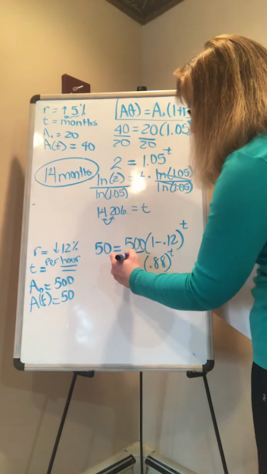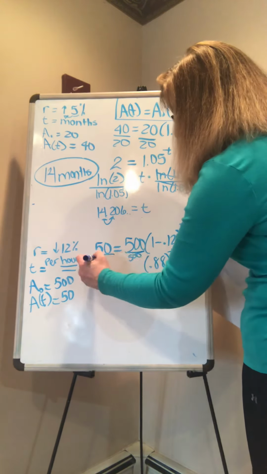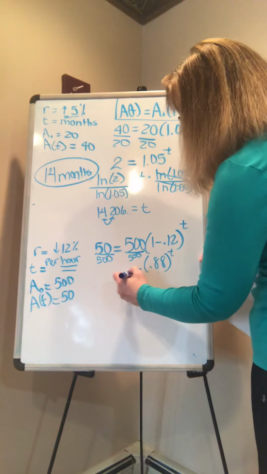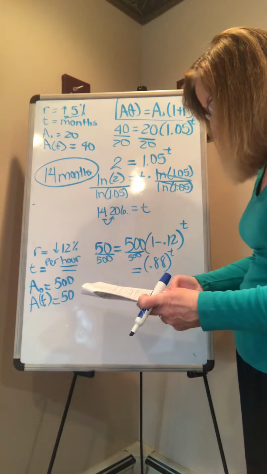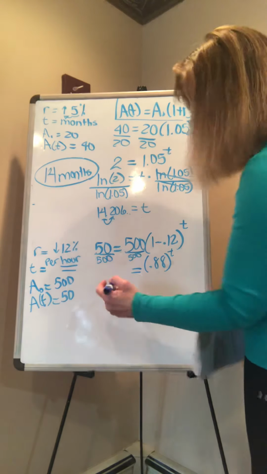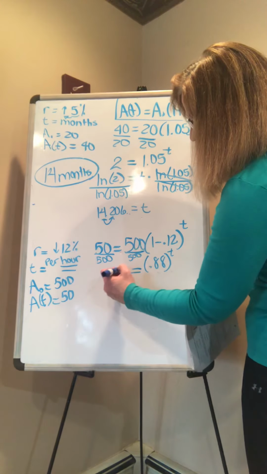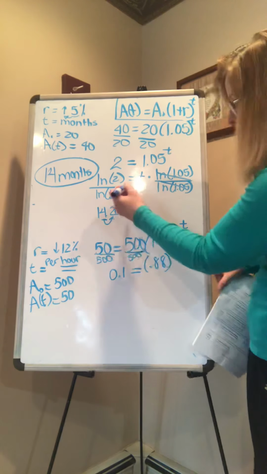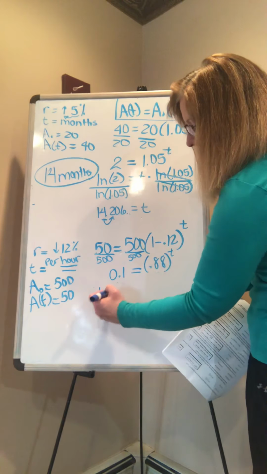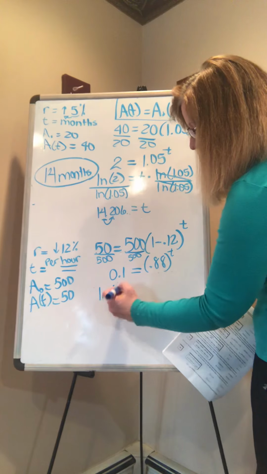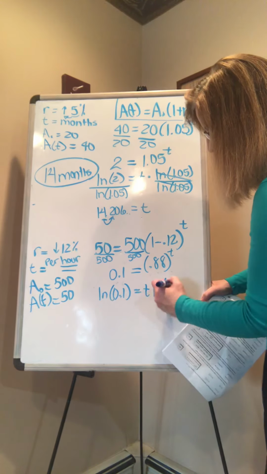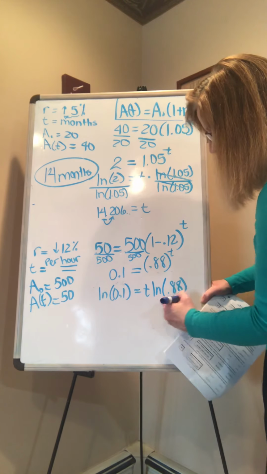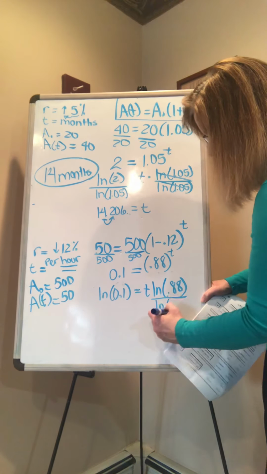But I have to divide by 500, and this now gives me 50 divided by 500 is 0.1. So again, let's throw some logs on. Natural log of 0.1 is equal to t times the natural log of 0.88. And I'm going to divide by the natural log of 0.88.